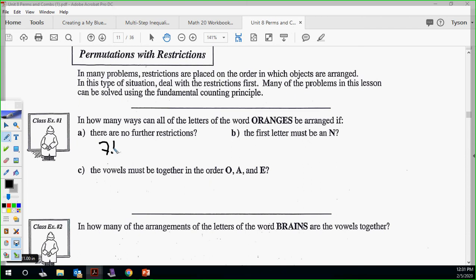Okay, the first letter must be an N. So how does that change things? N is locked in place, so we just put an N here, and then how many spots do we have left? 6. So it's simply 6 factorial. So it asks for how many ways. The first one, there are 5,040 ways to rearrange ORANGES with no restrictions. If I have to start with an N, it goes down to 720 ways to arrange with N starting.